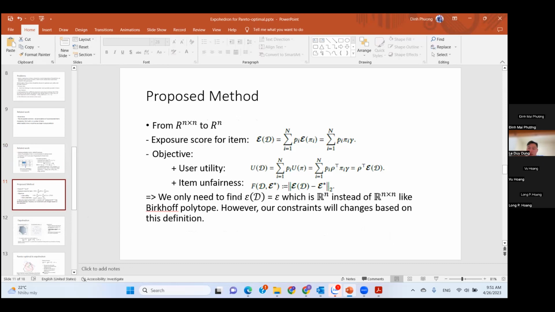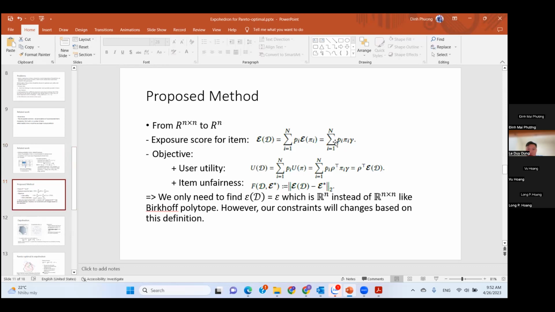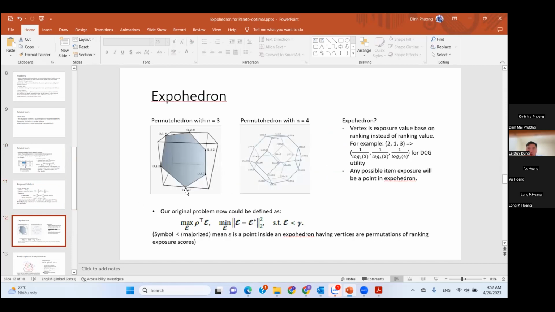But again, when we change our variable from n squared to only n, we will see that our constraint will change a little bit, because before we had a linear constraint, but since we multiply by some probability matrix here, the constraint gets bigger than only the linear one. So we will need a different way to define the constraint. To define the constraint here, they use not really a new idea, but an adapted idea of the expohedron. The expohedron starts from the definition of the permutohedron.